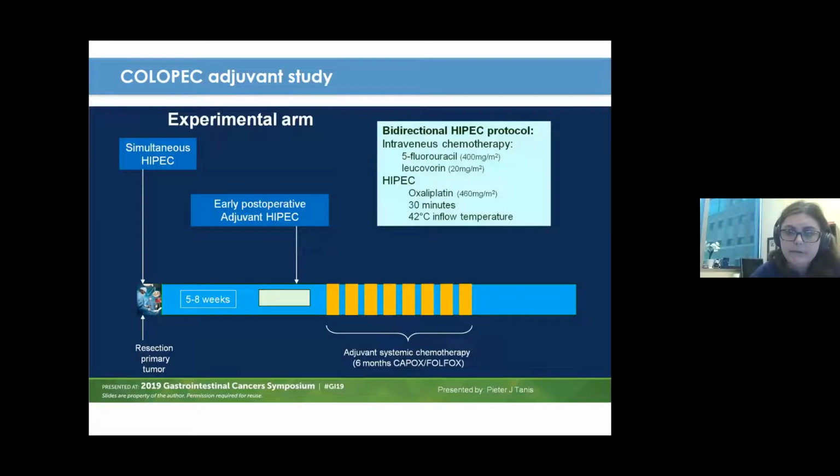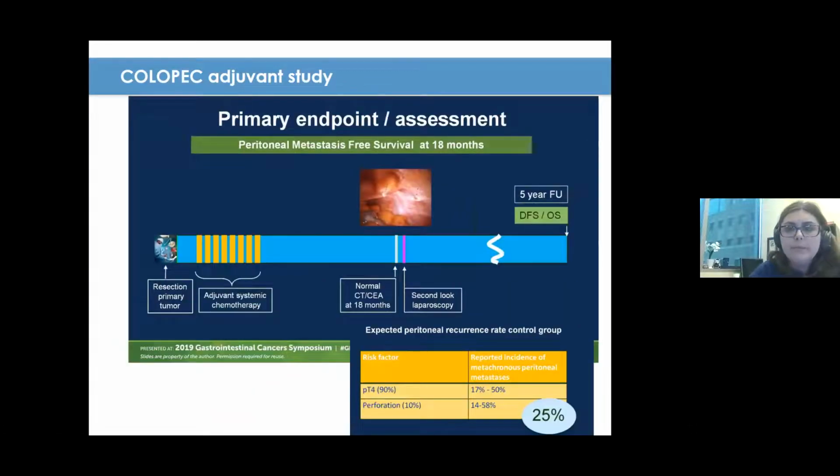And you can see that after the perioperative adjuvant HIPEC, they received CAPOX or FOLFOX for 6 months. In terms of the HIPEC chosen, it was oxaliplatin for 30 minutes plus the continuous intravenous 5-FU and leucovorin. The primary endpoint was a normal CT at 18 months, as well as the second-look laparoscopy.